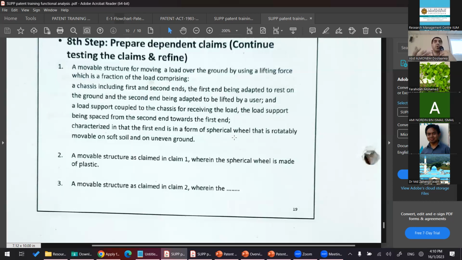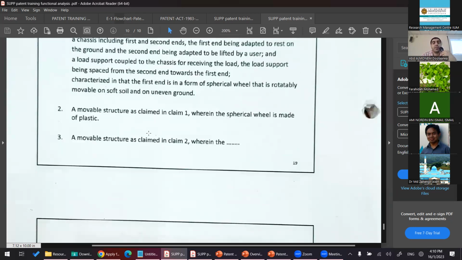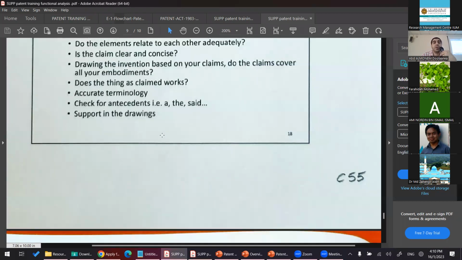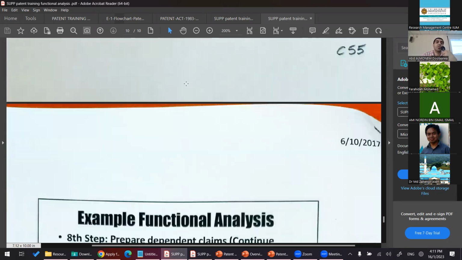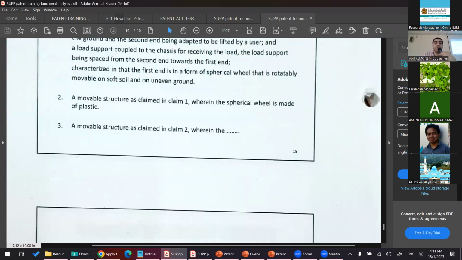Then if you want to give more examples, you make more dependent claims. You can specify the spherical wheel is plastic, the spherical wheel is something else. But the main protection comes from the independent claim. So here is the meaning of: does it have an unnecessary limitation? When you add the word plastic, you add a limitation. You remove it if it's not necessary.